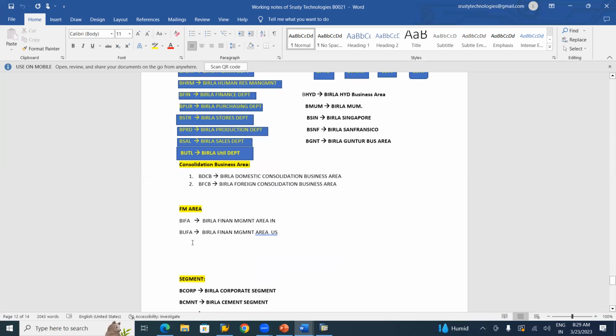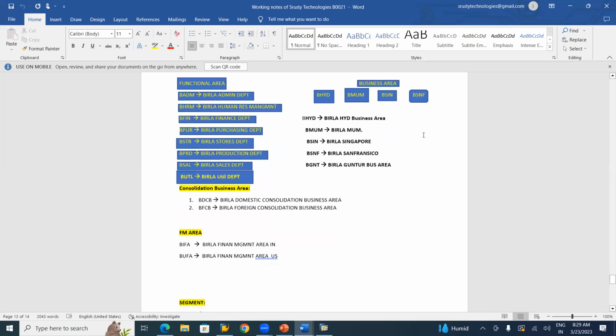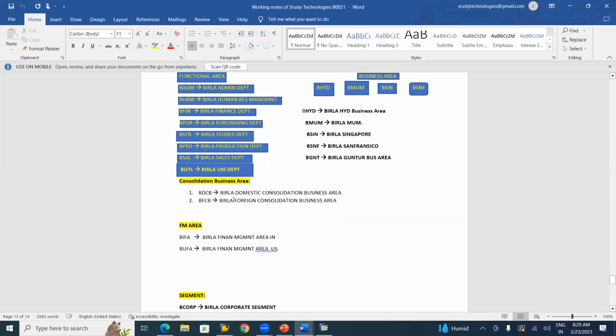What I'm doing is creating a consolidation business area. We want the common data of all the business areas. See here, we have Hyderabad, Mumbai, and Guntur. These are corporate companies in India. I'll consider these three as domestic business areas and these two as foreign business areas. That's the reason we have mentioned BDCB, Birla Domestic Consolidation Business Area. Next one, Birla Foreign Consolidation Business Area.